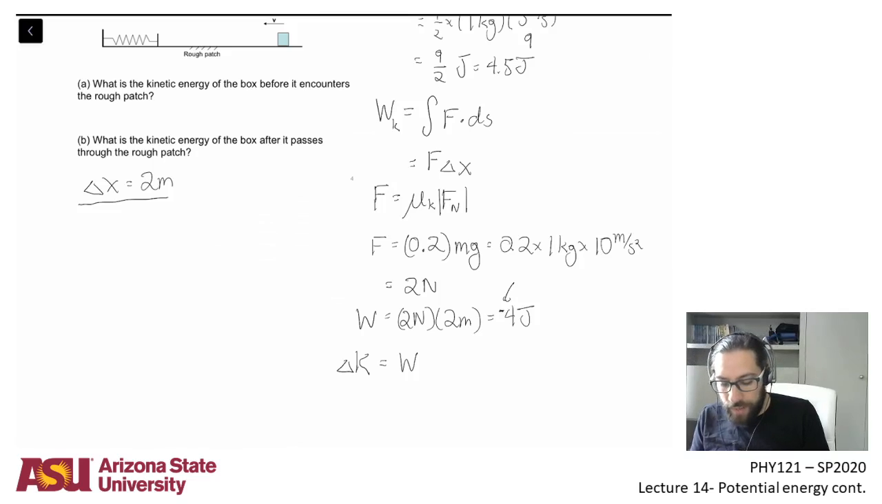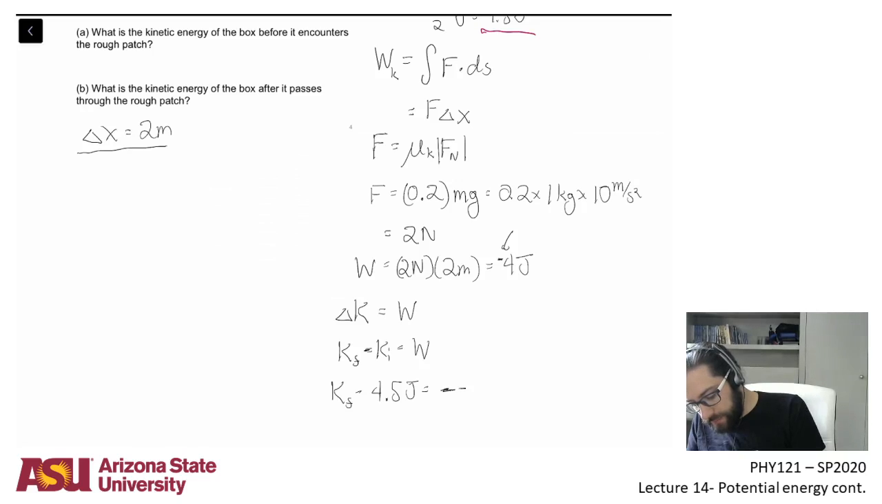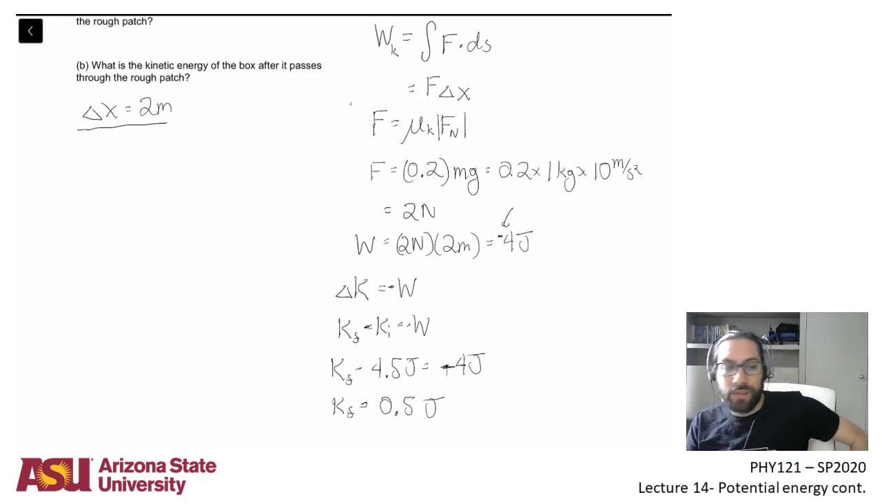The initial kinetic energy we calculated, right? It's up here, it's 4.5 joules. So the final kinetic energy, K final minus K initial, is equal to work. So K final minus 4.5 joules is equal to minus 4 joules. K final is equal to 0.5 joules. Okay, so the block slows down.